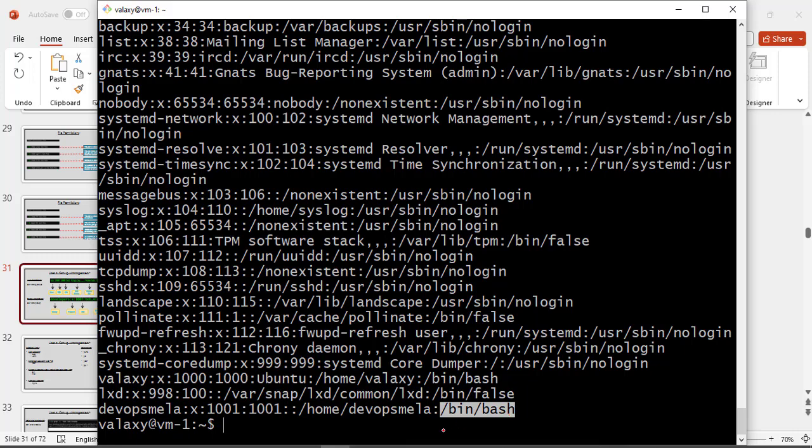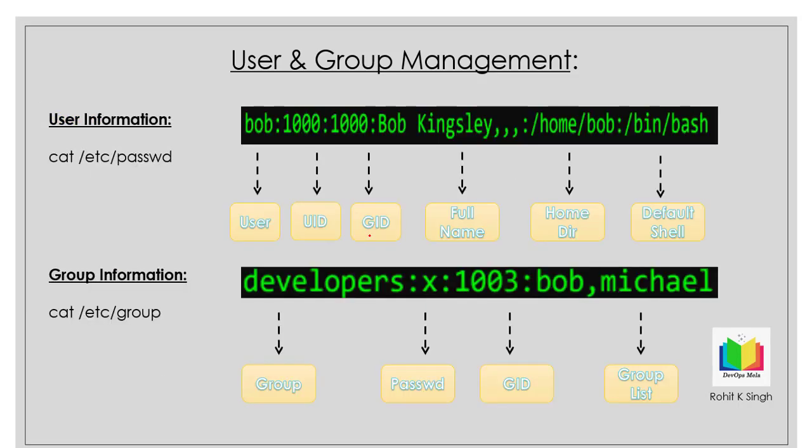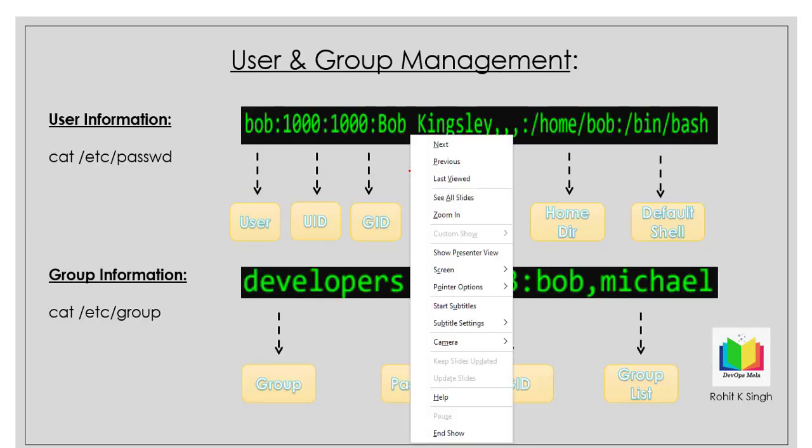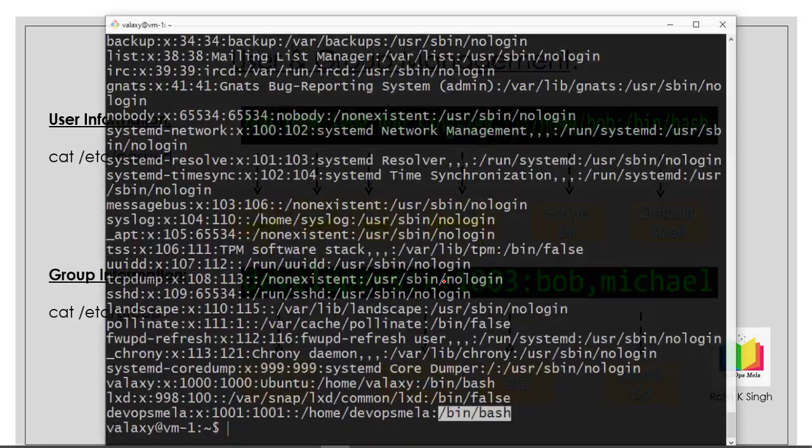Okay, what exactly are these? You have your username, UID. There's no group as of now, but if I create a group, I'll have a group ID created. I can give a user full name, I can assign a home directory, I can assign a default shell. These are the things which you can talk about: UID, GID, full name, home directory, and default shell. This is what we have right now.